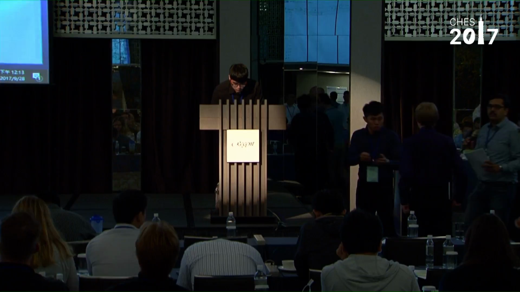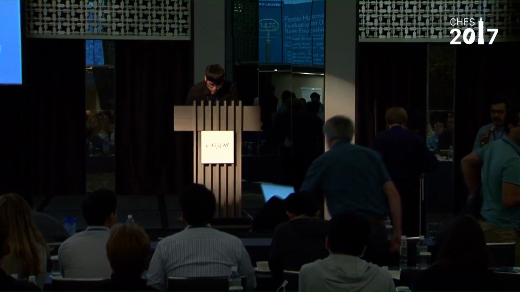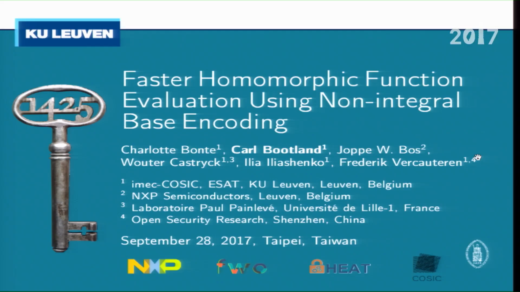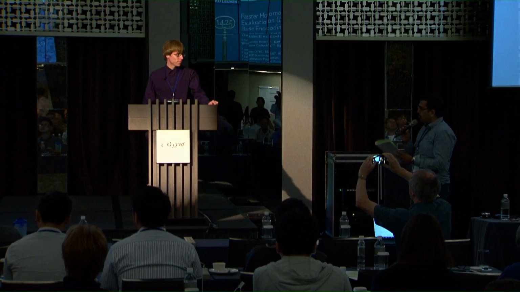So let's continue with session number 10. It's on encoding techniques. The first talk is on homomorphic encryption. The title of the talk is Faster Homomorphic Function Evaluation Using Non-Integral Based Encoding. This is a joint work by Charlotte Monte, Carl Bootland, Yopo Boss, Uter Kastrick, Ilya Shenko, and Frederick Verkotteren. Carl Bootland will give the talk.